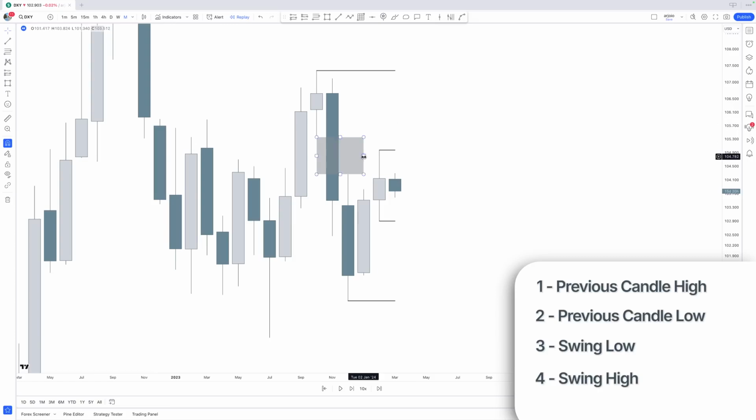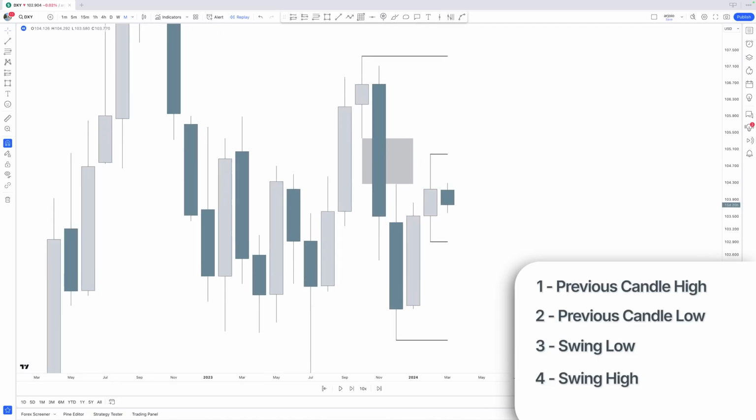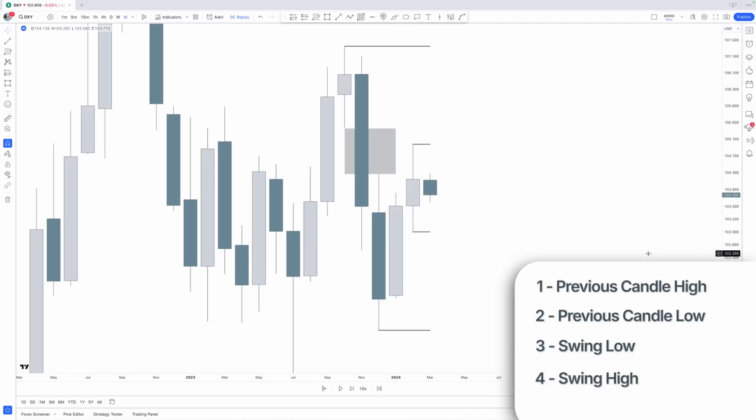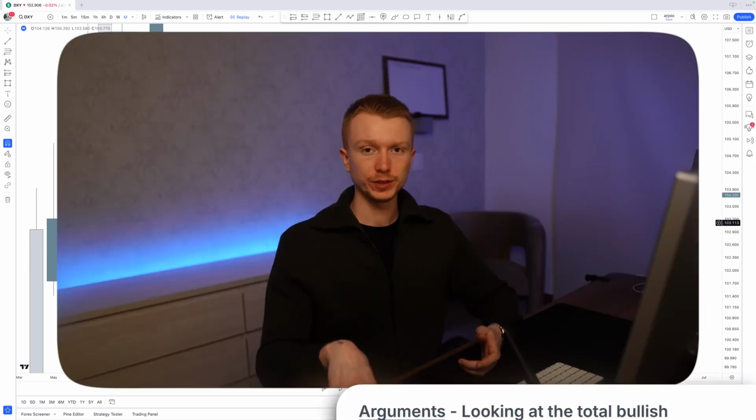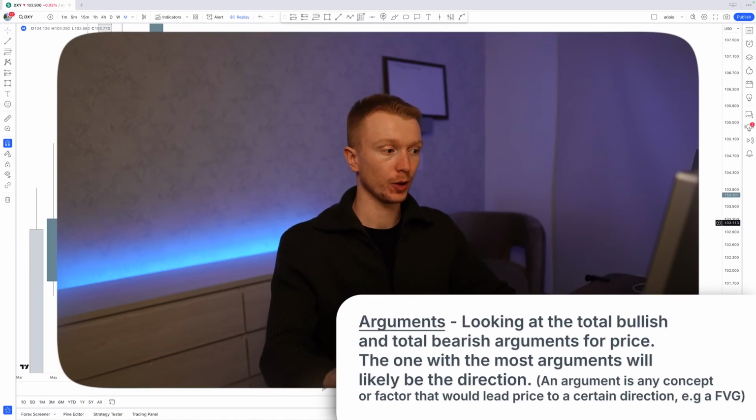Well, we are respecting this fair value gap, which is a premium array. We are now seeing a long wick at the top right there. So that's already fair value gaps continuing lower. So right here, are we aiming for the next premium array or the next discount array? Well, this is where my arguments concept comes in. And the arguments concept is the following.